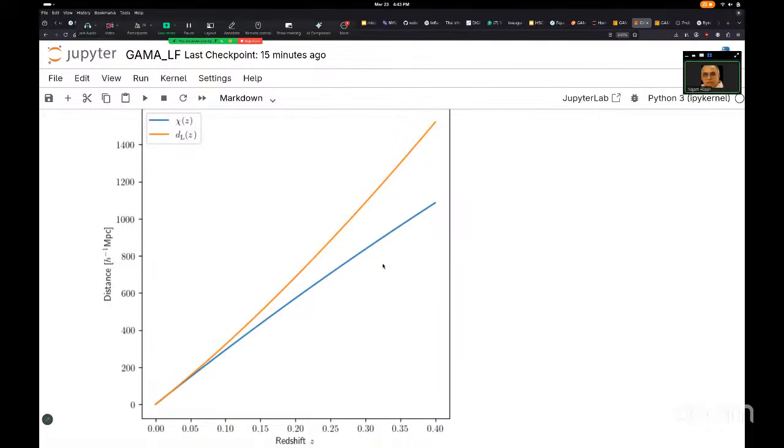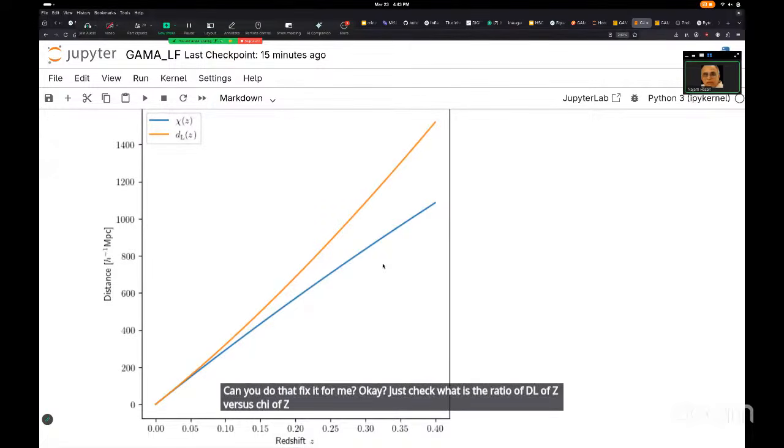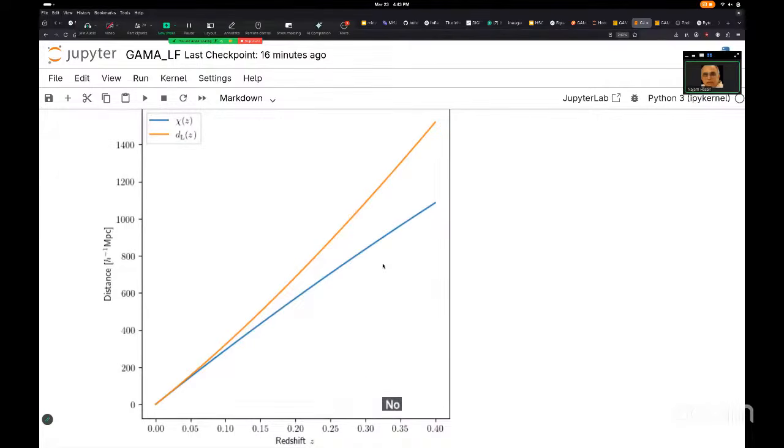Just check what is the ratio of D_L of z versus chi of z. It is comoving distance, so it will be 1 plus z. If it is (1 plus z) squared, I did some mistake. Just check. It looks like 1 plus z, because see, when the comoving distance is 1000, I get 1400 for the luminosity distance. So it's not squared, otherwise it would have been 1600 or so.